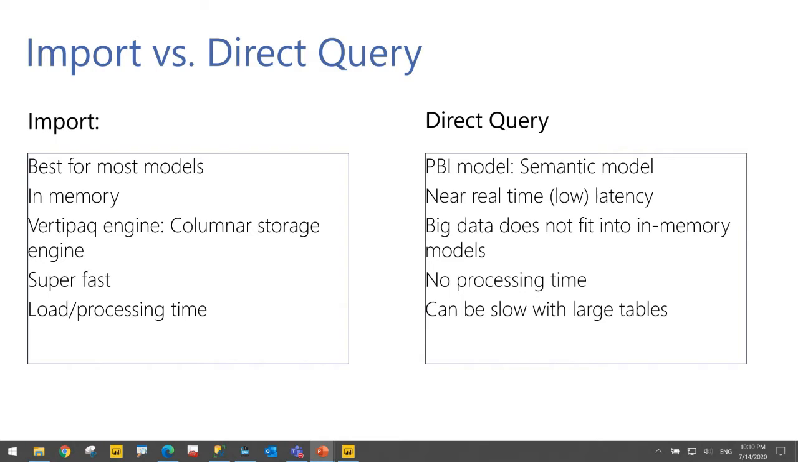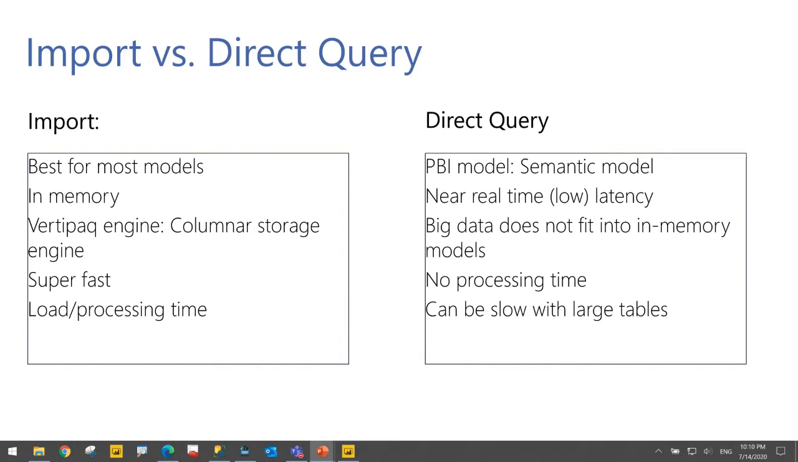Import is best for most models because it's in memory, it's fast. However, there's some loading and processing time involved. So if you're working with data sets that don't fit into memory, or you have to be near real time, low latency, then direct query is a better answer because there's no data moving. And if you're working with large tables, they're not going to fit into memory, so you have no choice, right?